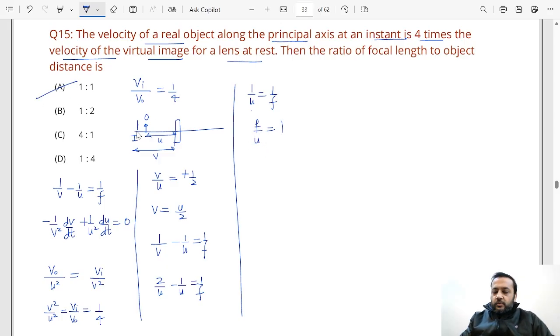Also note that since u is negative, f is also negative. Hence it must have been a concave lens. I hope you have understood.